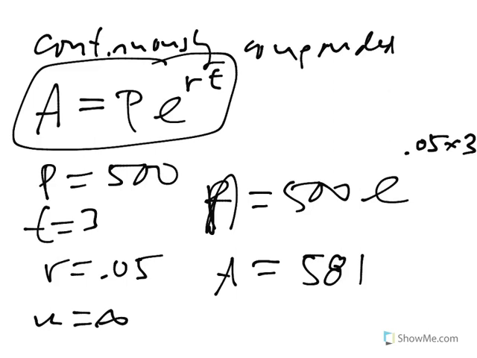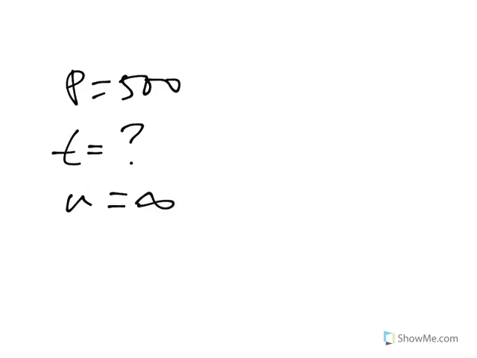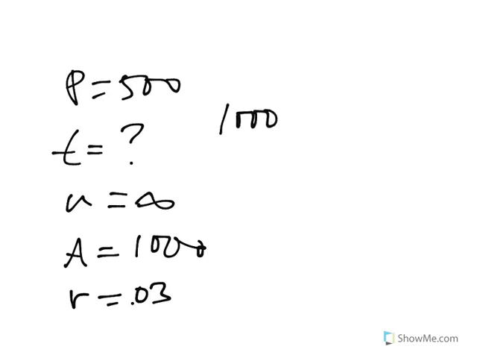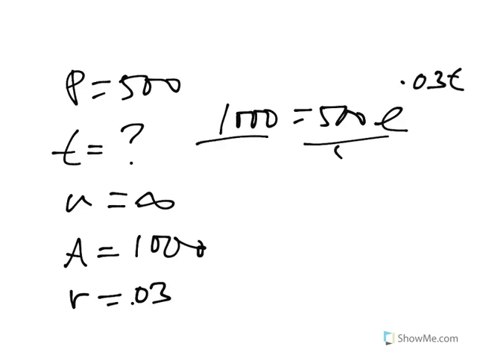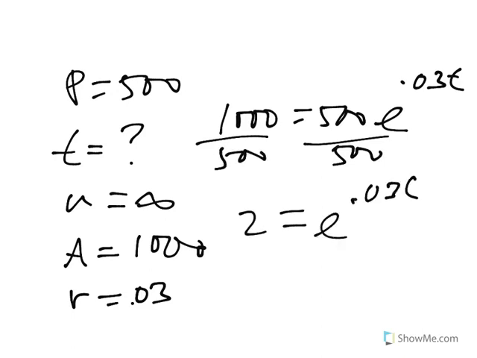And that formula is good, especially if I want to answer a question like, if I put $500 in the bank, how long will it take, with continuous compounding, for the money to grow to double if my interest rate is 3%. So for that one, I say 1,000, that's A, equals 500 times e to the 0.03t. Divide both sides by 500. Get 2 equals e to the 0.03t.